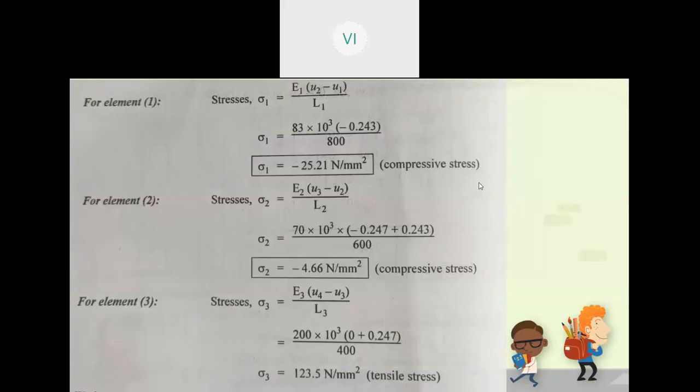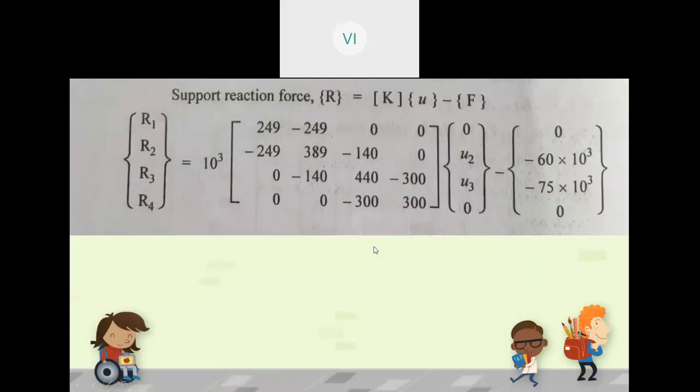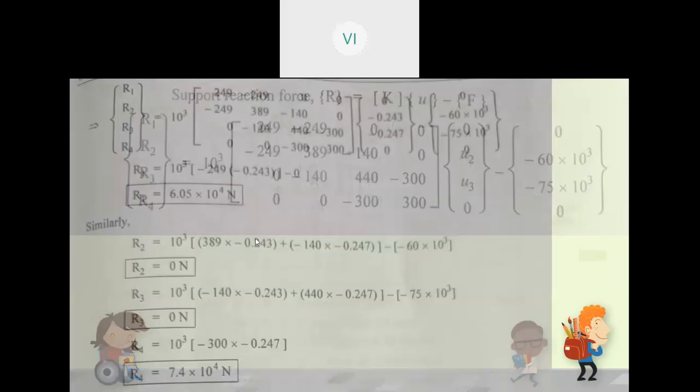Okay, fine. Now go with the stress value formula, just substitute the answer. Whenever I get a minus, don't forget to put compressive stress. Okay, that's all. So the reaction R is equal to Ku minus F. Just substitute all the values, so I will get the answers for R1, R2, R3, and R4.